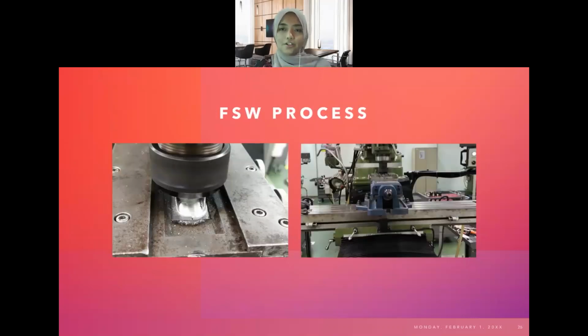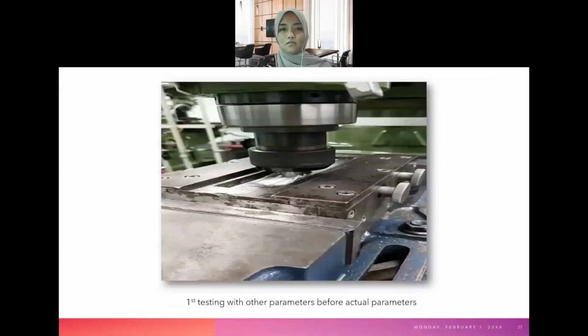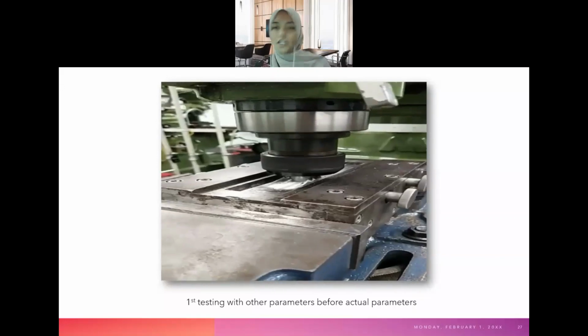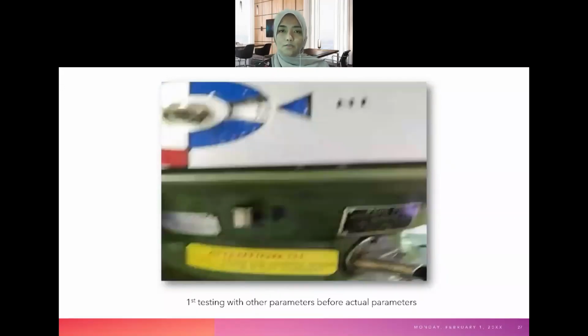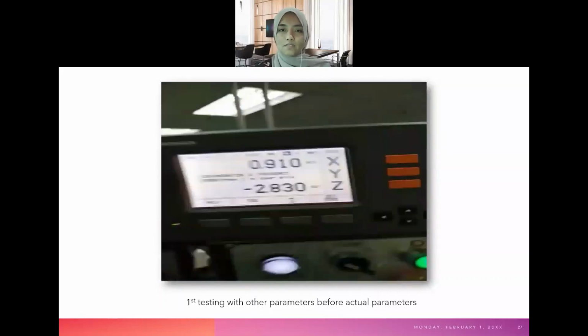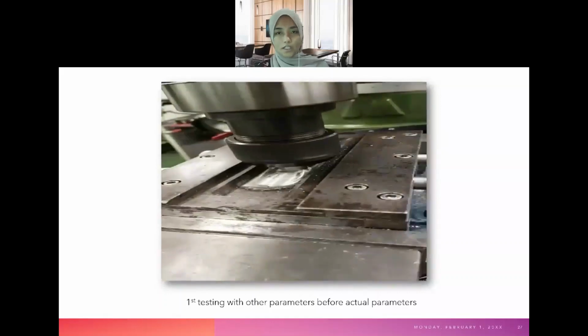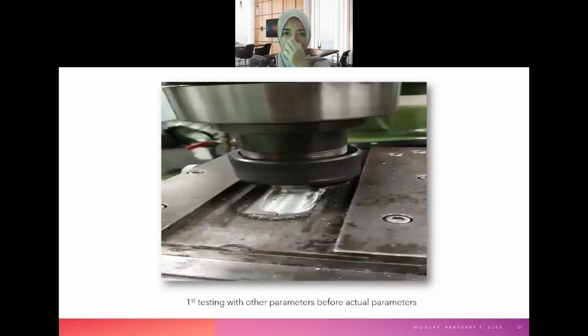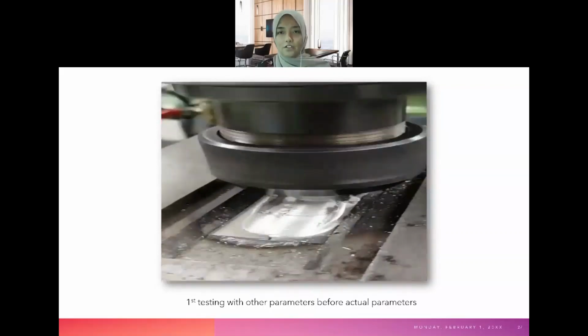And here is the milling machine that I used throughout the process. And here is not the actual parameter, because I tested with several parameters before starting, to know how it would work and what would happen during the process. And you can see the excessive splash during it.